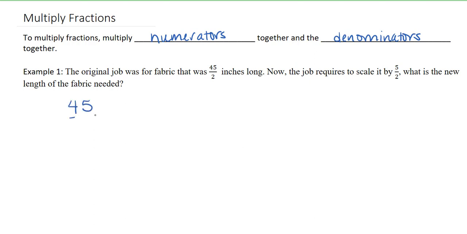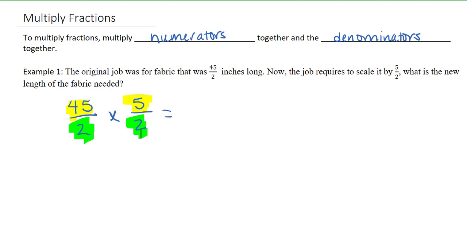So we have 45 over 2, just an improper fraction, which works. It's easier to multiply. And then 5 over 2, which is 2.5, right? And so now we're just going to multiply. We're going to multiply the numerators together, and then we're going to multiply the denominators. So let's go ahead and do that.